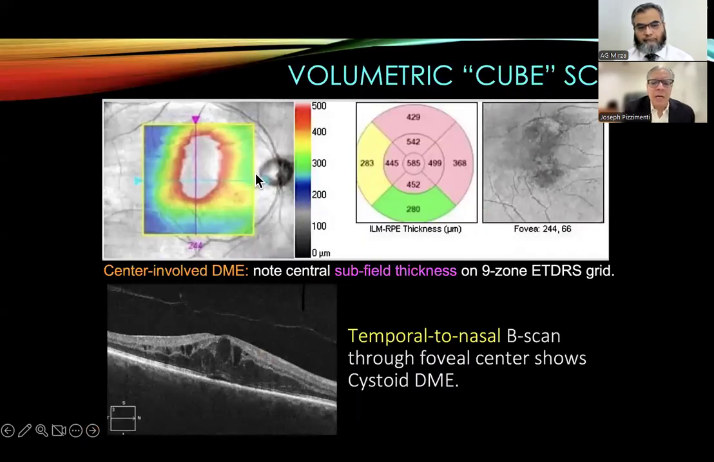And so with our 3D volumetric cube scan, we get a lot of data, including a near infrared image, a thickness map that is superimposed on this image, 9 zones where the average retinal thickness has been calculated, and these 9 zones are based on the original Early Treatment of Diabetic Retinopathy Study. And so we can scroll up and down and temporal to nasal and see what that diabetic macular edema looks like on our B scan below.